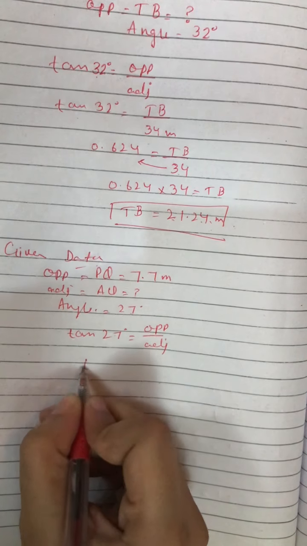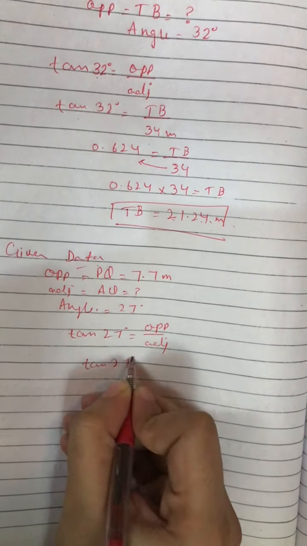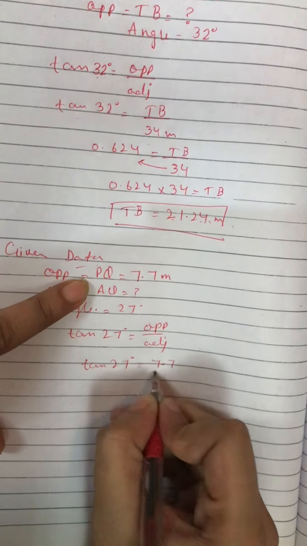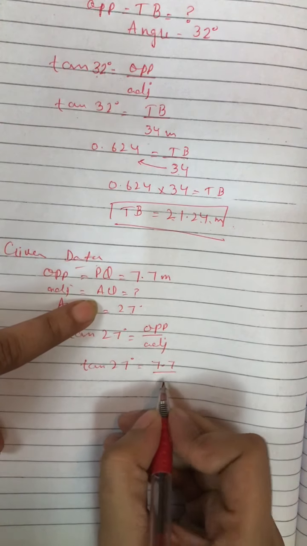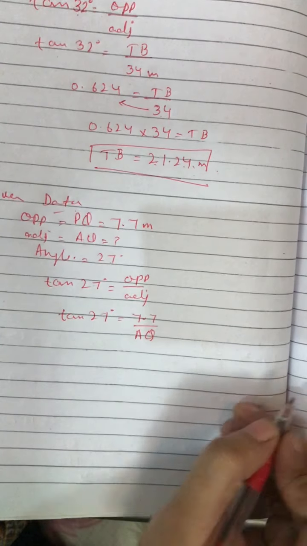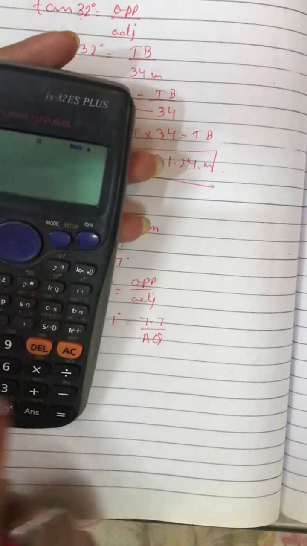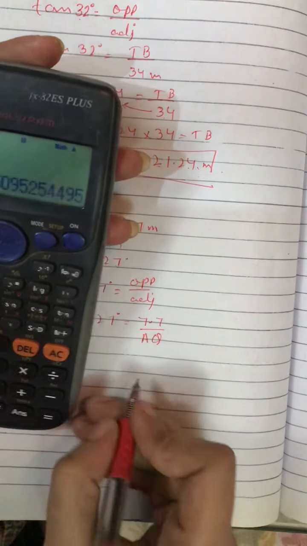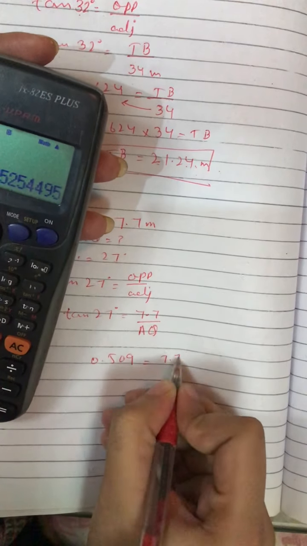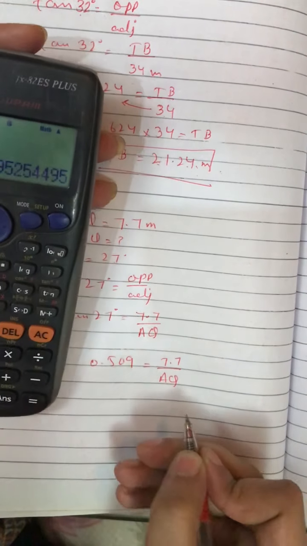Tan, we find the value of tan. First we put the value of opposite, 7.7, and we find the value for adjacent, and this is AQ. Okay, now tan 27 equal to 0.509 equal to 7.7 divided by AQ.